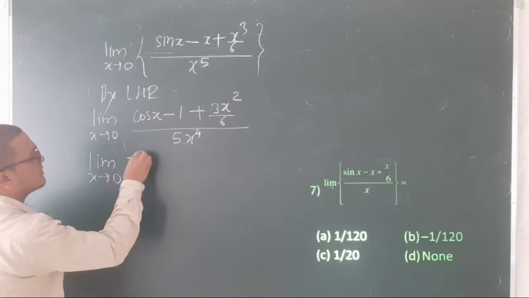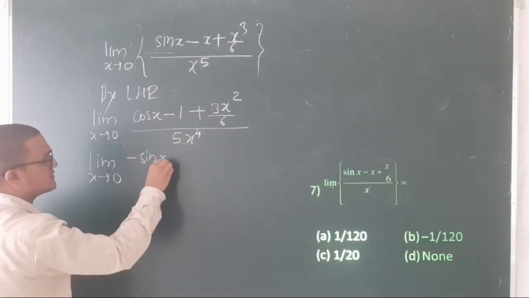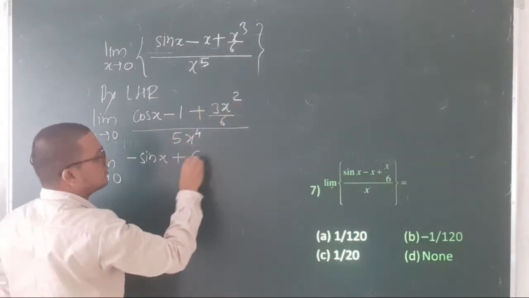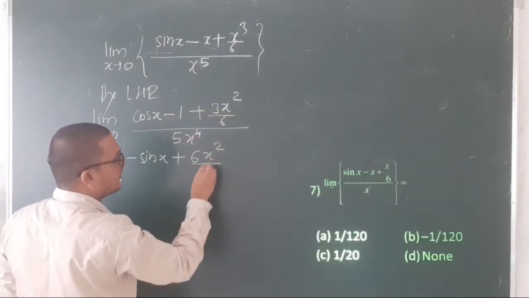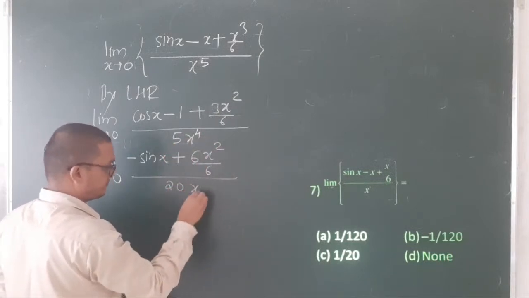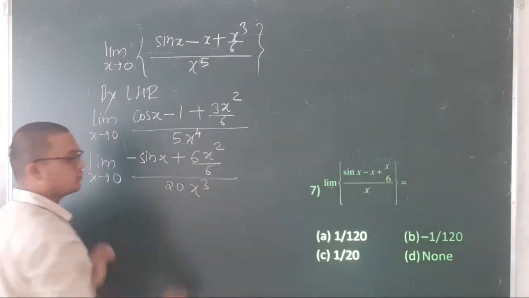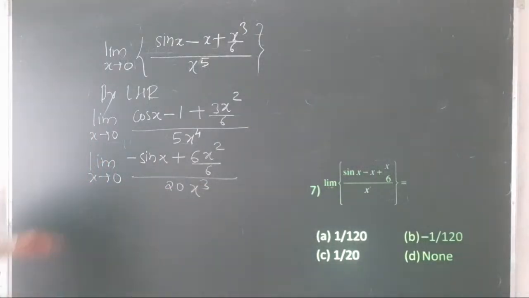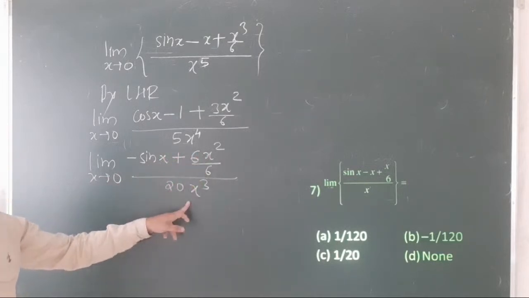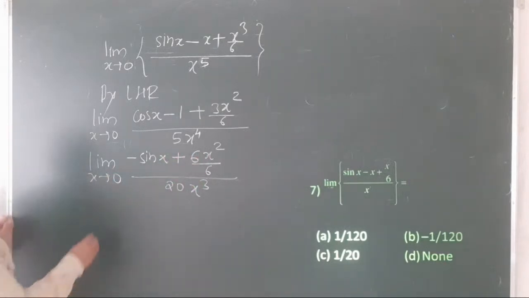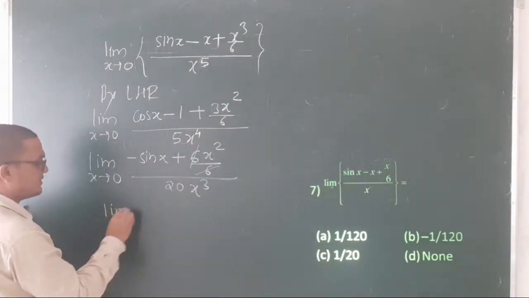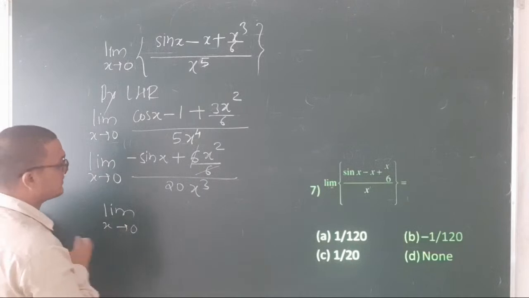Okay, what will happen? Cos x derivative is minus sin x, this is 0, leave it, plus how much will it be? 2 3 is 6, x square upon 6 divided by 20 x cube. Again if I put the limit, sin 0 is 0, this is 0, this is 0, means still it's not possible. I think I'll cancel this 6. Let us apply again the same rule, L-Hospital rule.